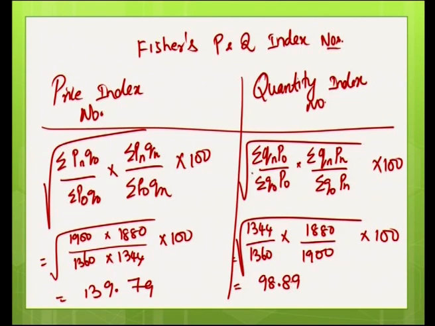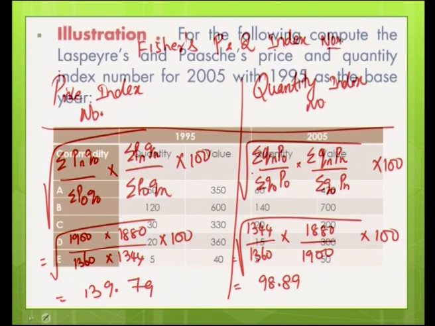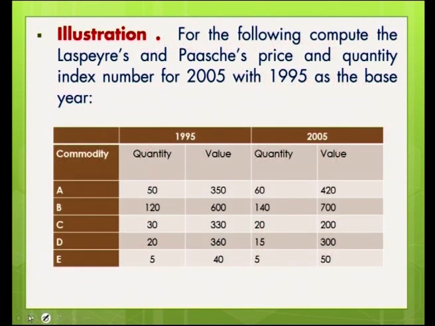You can just see the comparison between the formulae. For the following, compute Laspeyres and Paasche's price and quantity index number for the year 2005 with 1995 as the base year. Here also quantity numbers and values are given. So, here price values are not directly given, and similarly for the current year 2005 quantity and values are given.